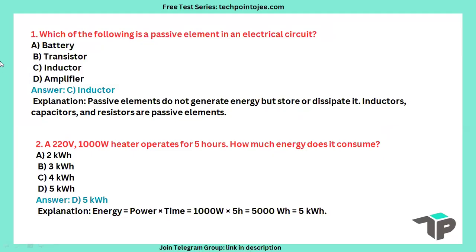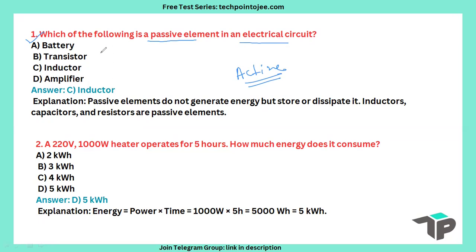So question number 1: which of the following is a passive element in an electrical circuit. So the elements in an electrical circuit can be active elements or passive elements. So which are active elements and which are passive elements? What is an active element? Those elements which can generate energy are called active elements. So generator and battery are active elements.